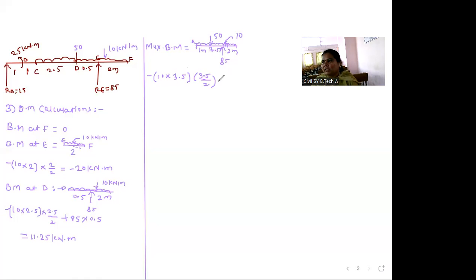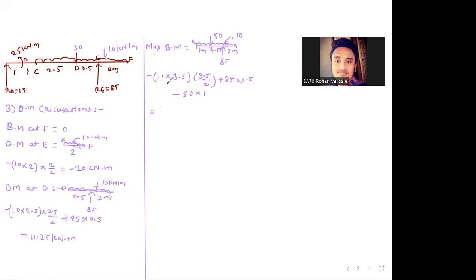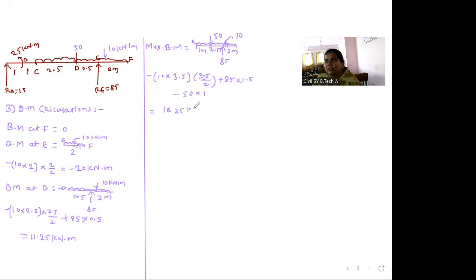Next we will consider this 85. So it pushes upward, so plus 85 into perpendicular distance 1.5. Okay, after that 50 again pushes downward, so minus 50 into perpendicular distance 1, which is equal to... so you calculate and tell me the maximum bending moment, which is equal to how much? 16.25. Yes, 16.25 kilonewton meter.